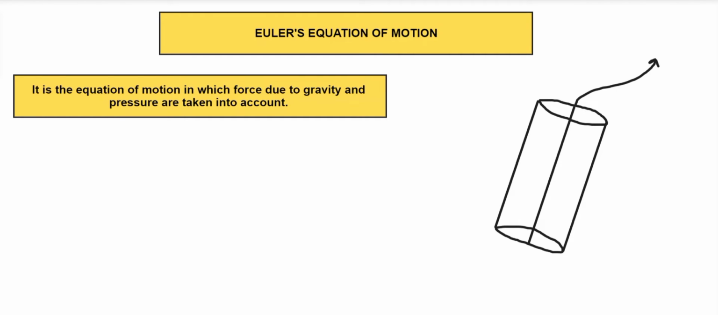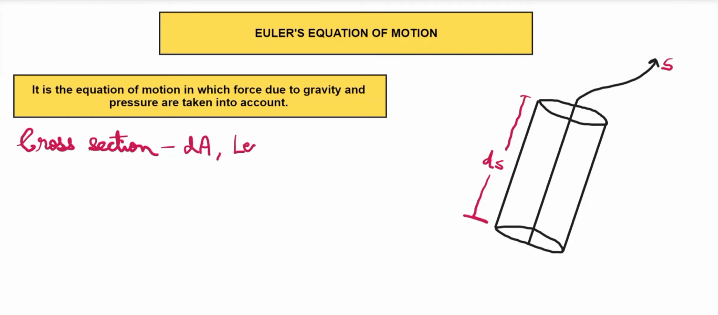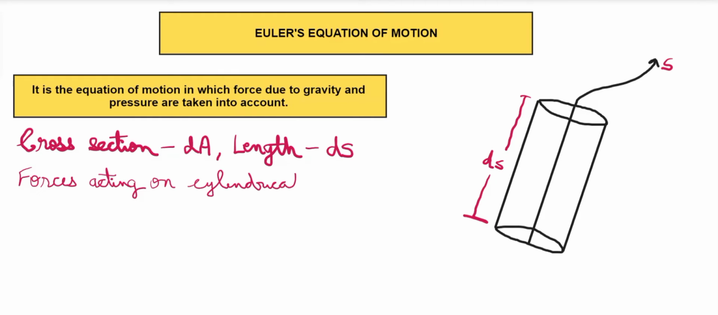Now here let's just consider a streamline in which flow is taking place in the S direction as I have shown in the figure. This is a cylindrical element having length ds and the cross section is dA. The cross section is dA and the length is ds. And the forces that are acting on the cylindrical element, we'll just see in the diagram.